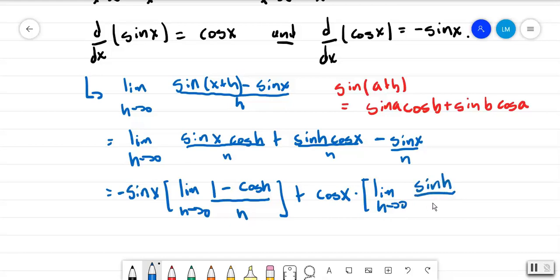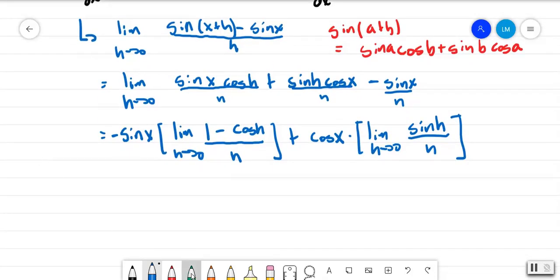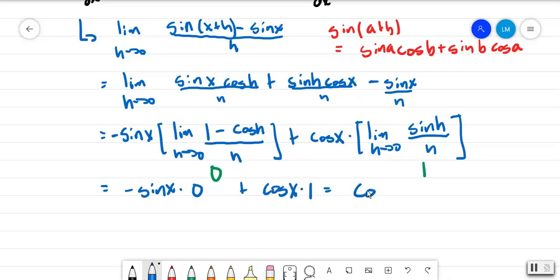But there's two things that I happen to know. I know that this right here is 0. I also know that that's 1. So I end up with negative sine x times 0 plus cosine of x times 1, which is actually just equal to cosine of x. So we know that the derivative of sine of x is cosine of x.